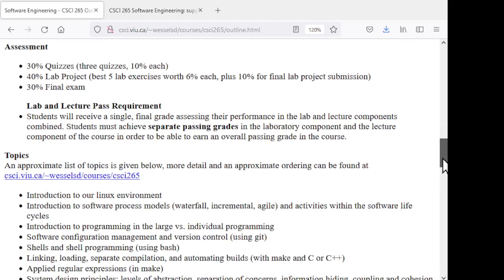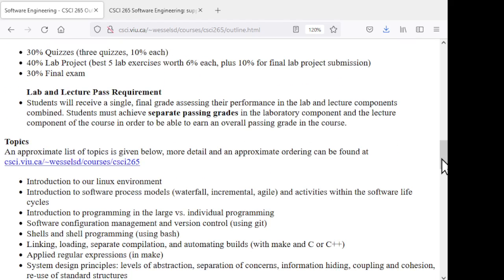As far as assessment goes, we're going to have a mix of quizzes, lab exercises, a lab project, and a final exam. So it'll be 30% for the 3 quizzes, 10% each, 40% for the labs plus the project. So there's going to be 6 lab exercises. I'll take your best 5 worth 6% each, and then 10% for a final project submission. And the labs and the project are going to kind of get intertwined in terms of the content that they drive at. But we'll talk about that as we get, again, further into the material.